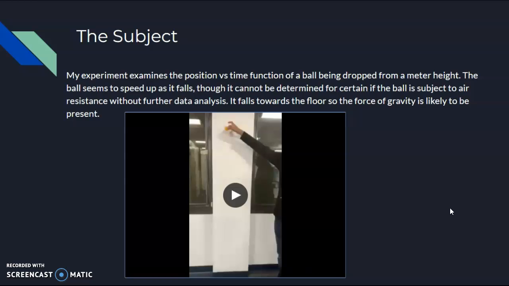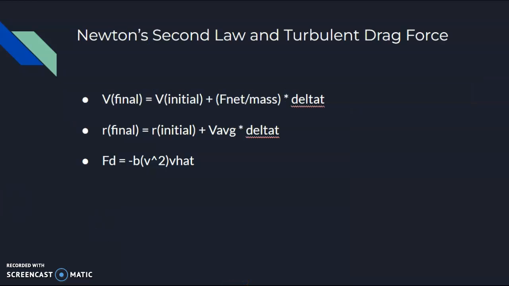In Tracker, I analyzed the ball from when it is dropped from the hand to when it hits the floor, before it bounces. So, Newton's second law and the turbulent drag force. V final equals V initial plus F net divided by mass times delta T. That's the velocity update derived from Newton's second law. R final equals R initial plus V average times delta T. That's the position update derived from Newton's second law. And for turbulent drag force, we have the drag force equals the drag constant times V squared times V hat, where V hat designates the direction of the drag force.